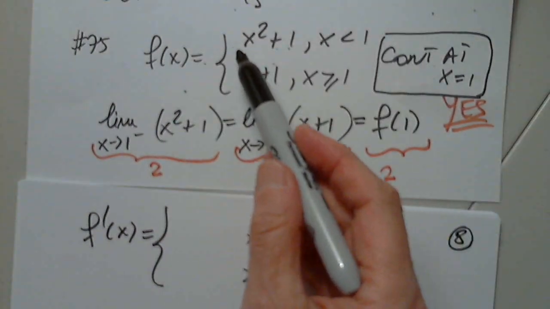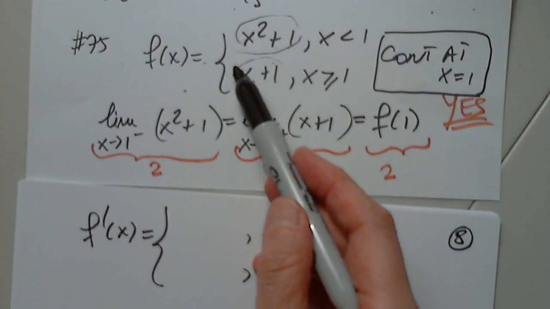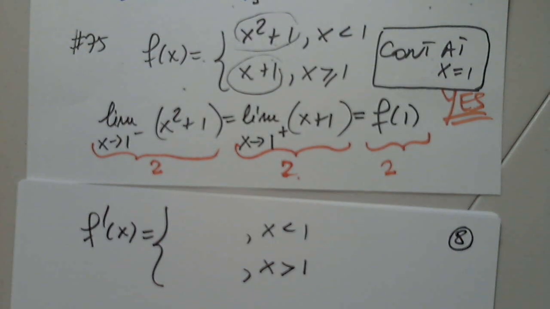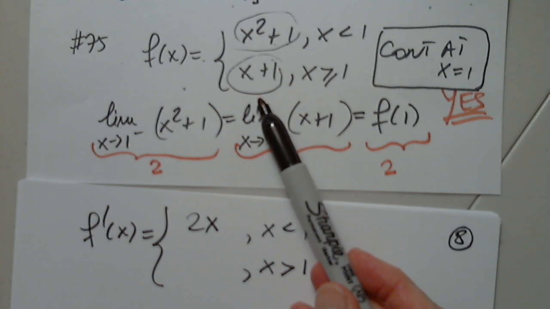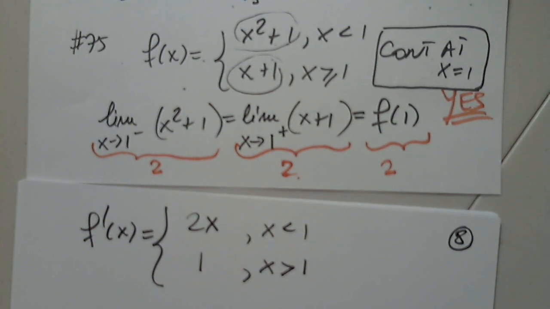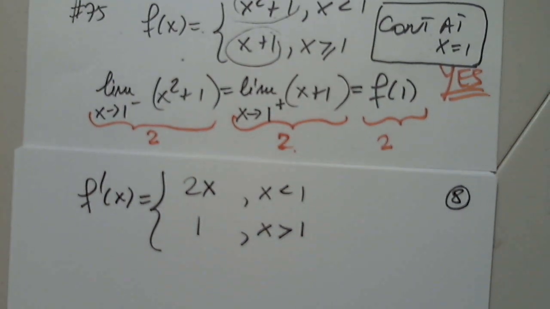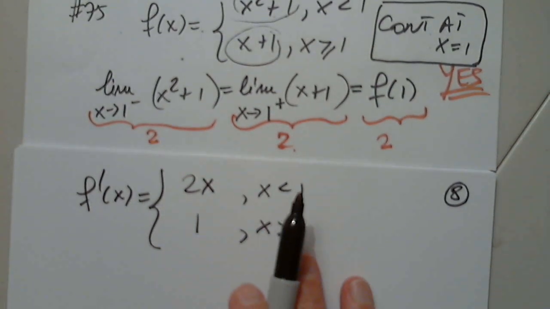Can anyone give us a derivative of this? And anyone the derivative of this? So I can put them here. 2x, the first one is 2x. Good. And the other one? Is it 1? Yes. Excellent. Good. So here's what happens.